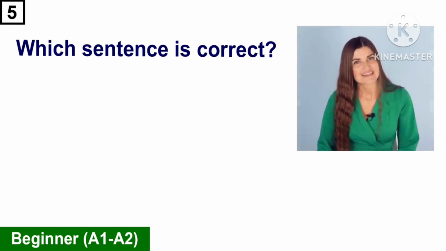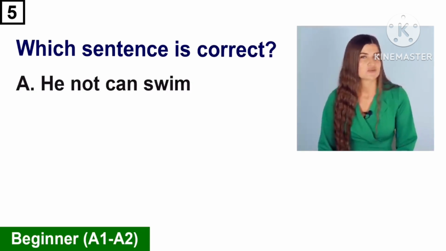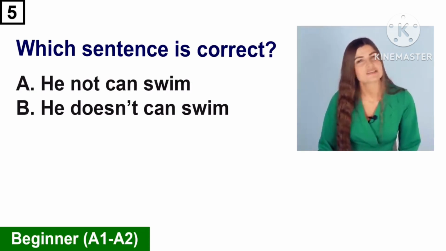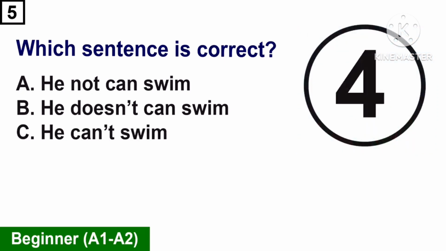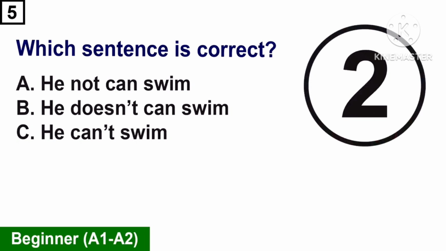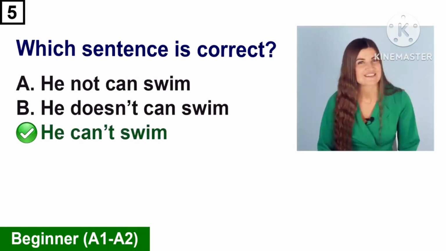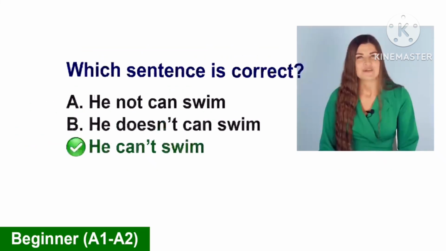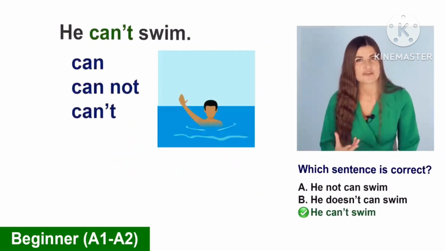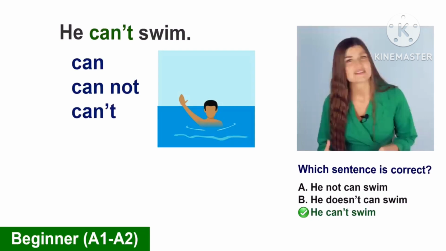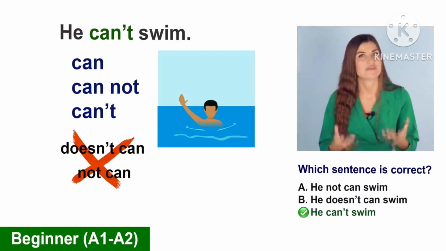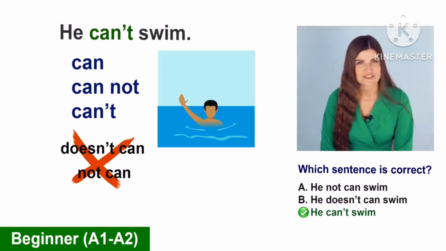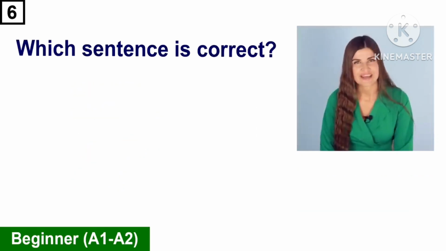Which one is correct? He not can swim. He doesn't can swim. He can swim. The correct answer is he can't swim. But why? The verb can is a modal verb. We don't need to use an auxiliary verb here, and we never use not before the verb. The next question. Which sentence is correct?